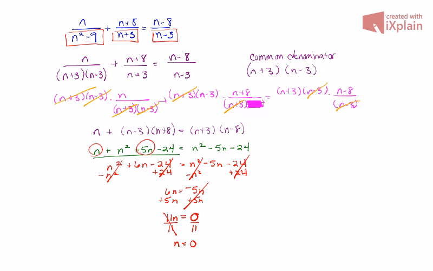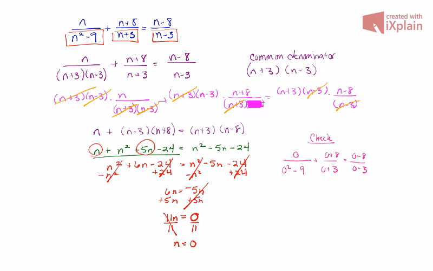It can happen. Not every answer is going to be equal to a 2 or a 7 or something along those lines. But as we had said before, we can go ahead and do a check if you don't believe that this is the solution. So everywhere that I see an n, I'm going to substitute a 0 in for it. So I have 0 squared minus 9 plus 0 plus 8 over 0 plus 3 is equal to a 0 minus 8 over a 0 minus 3.